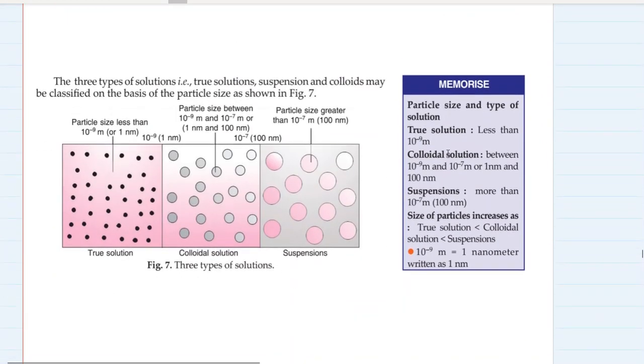Okay, so this is the comparison between the three types of solutions: true solutions, suspensions and colloids. They are classified with the help of the size of the particles. In between true solution and suspension, there lies colloidal solution, and you can remember the size of the particles.